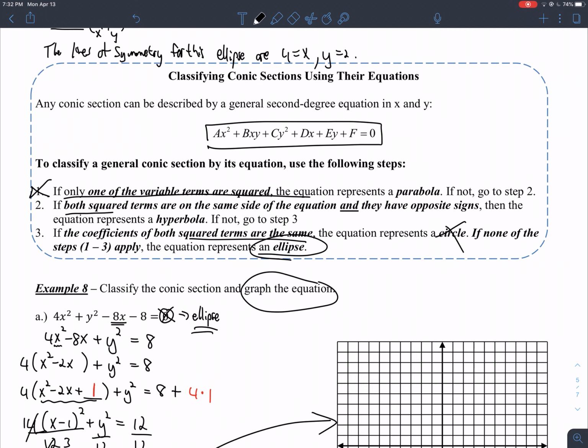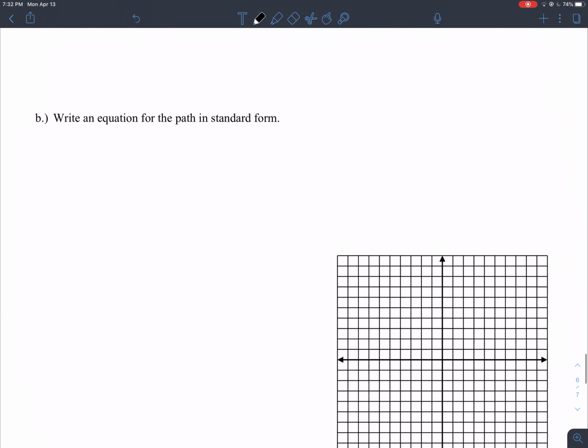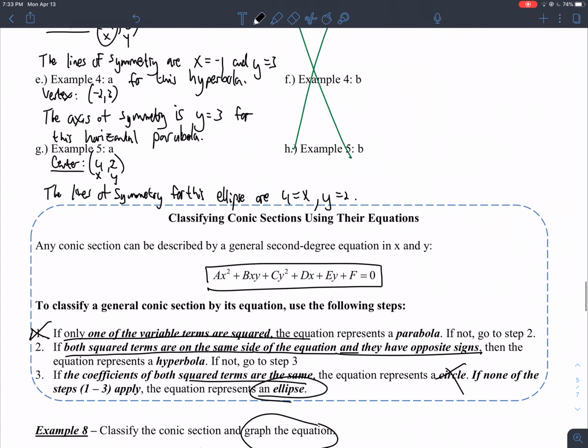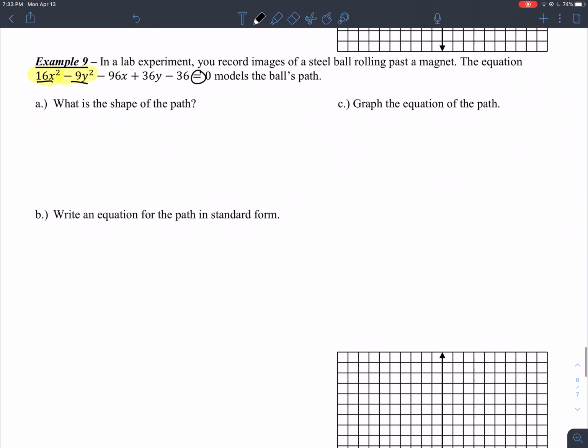Both squared terms are on the same side of the equation and they have opposite signs. Is that true? They're on the same side of the equal sign and they have opposite signs. Yes, they have opposite signs. So immediately I know that this is a hyperbola. That's what that little recipe says. I don't have to go on. I'm done at this point. It is a hyperbola.